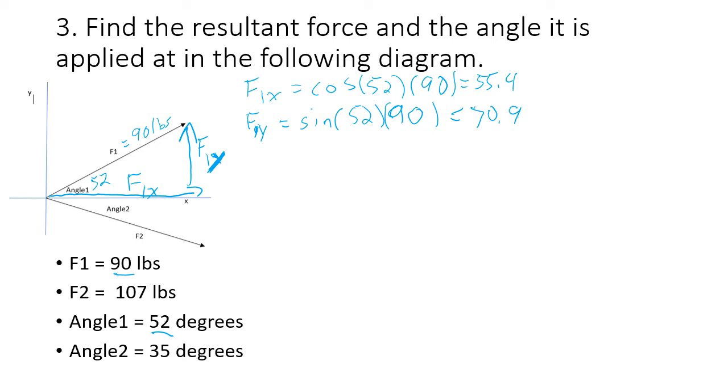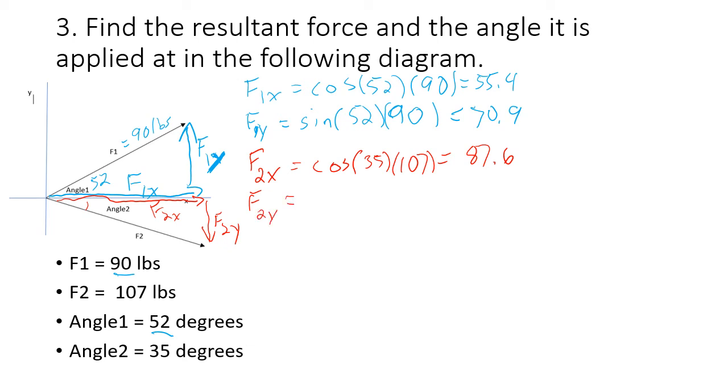So those are our x and y's for the first one. I'll use a different color for the second triangle here. So this is F2x, F2y. F2x is again going to be cosine because it's adjacent to the angle. So it's going to be cosine of 35 times 107. That equals 87.6 pounds. And F2y is the opposite side, so we're going to use sine. So sine 35 times 107 equals 61.4 pounds.